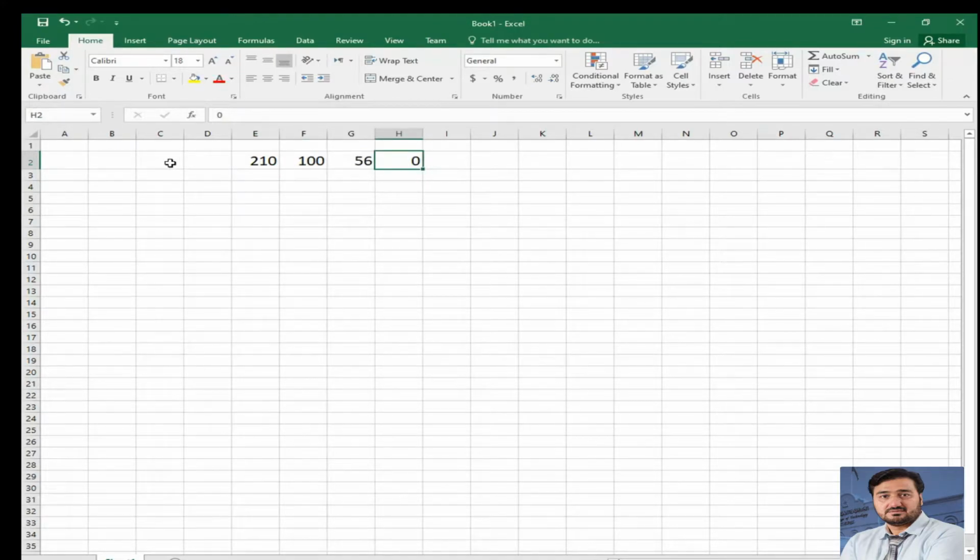So 210 is our network address. Let me write it here. This is our network address, 210.156.0. If this is my network address, let me take all the borders here. Now it belongs to class C. So how many bits do we need to borrow?